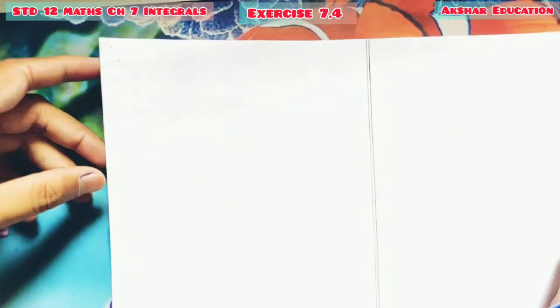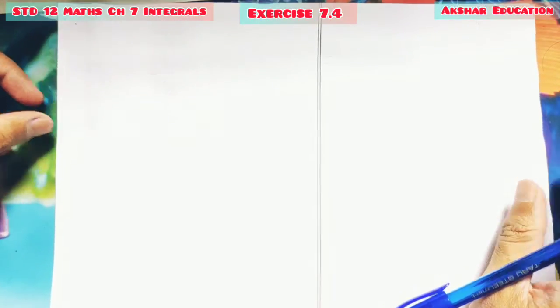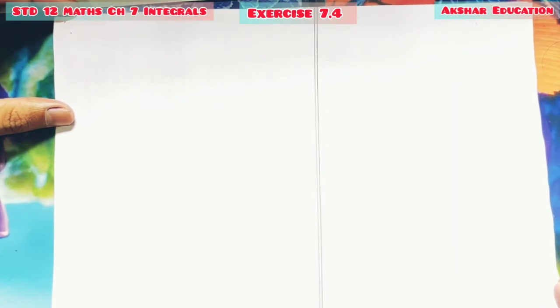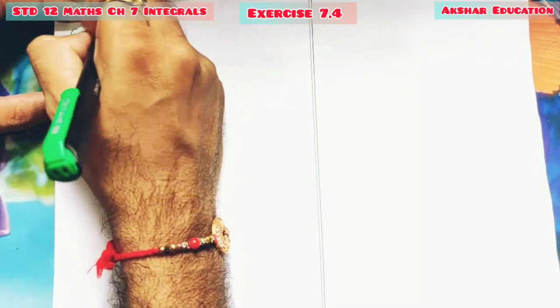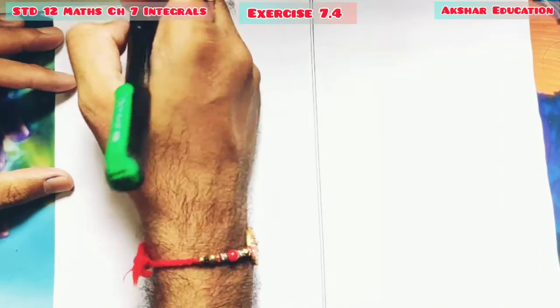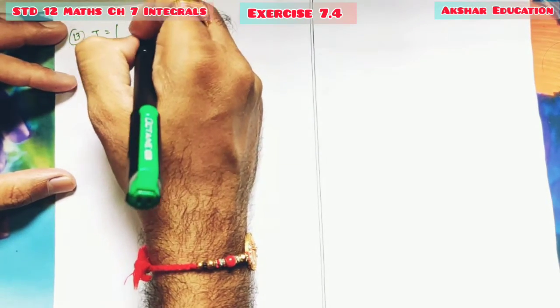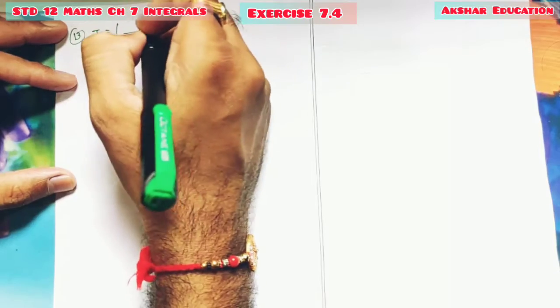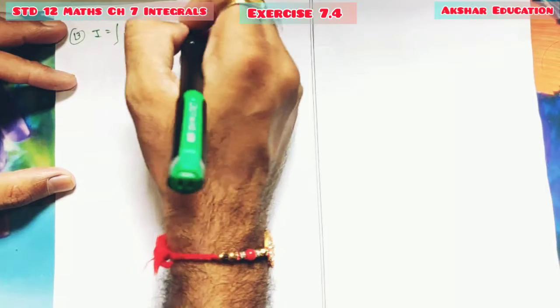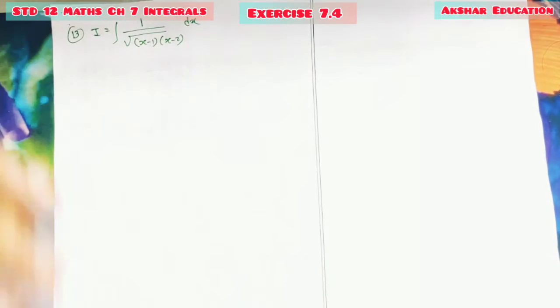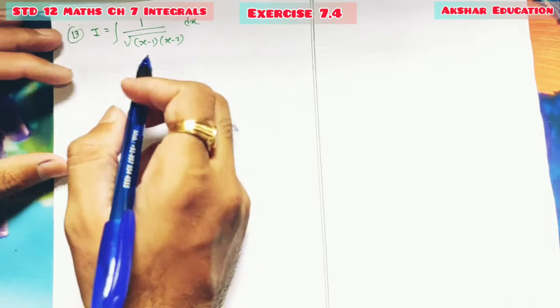Now 13 number. So here you have to find the integration of 1 upon square root of (x minus 1) into (x minus 2) dx. This is similar to question number 12. In question number 12, a square root and a polynomial were given. Here factors are given, so first you have to perform the expansion.